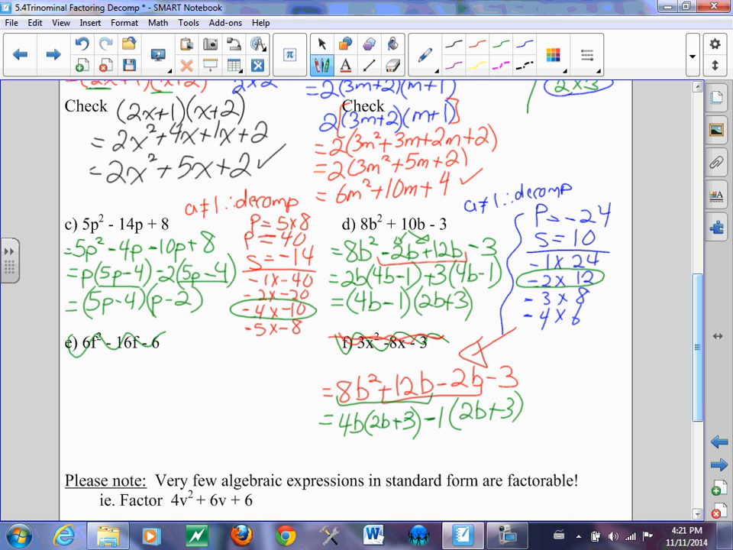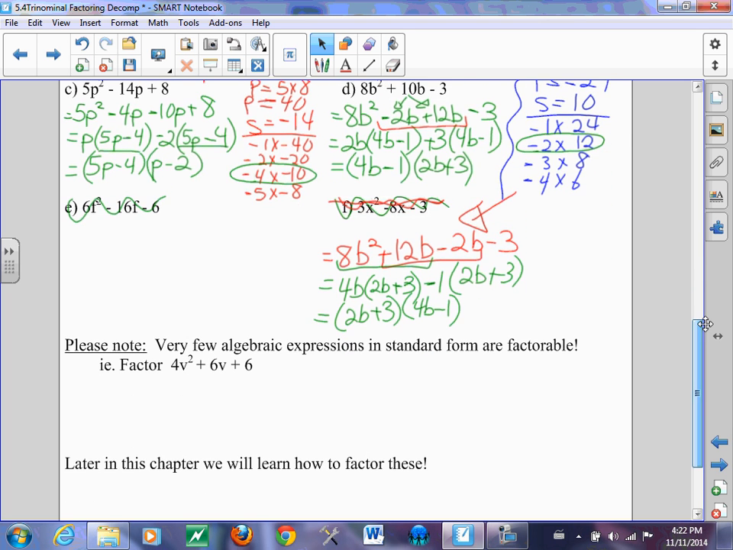Watch that. A negative and a negative make a positive. And your common binomial this time is the opposite here. Did you notice that, guys? So it's 2b plus 3 times 4b minus 1. Same answer, ladies and gentlemen, just depends on which order you put them in first. So notice the answer is exactly the same because a times b is the same as b times a. Just wanted you to be aware of that if you are talking to someone, they're doing it a little differently.